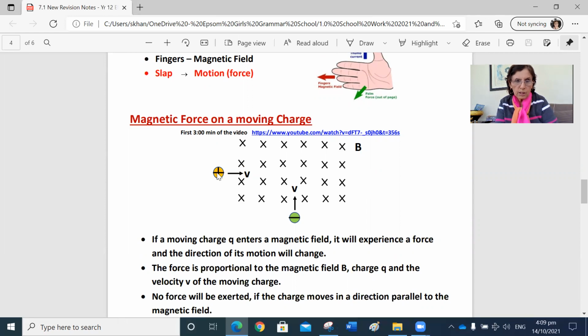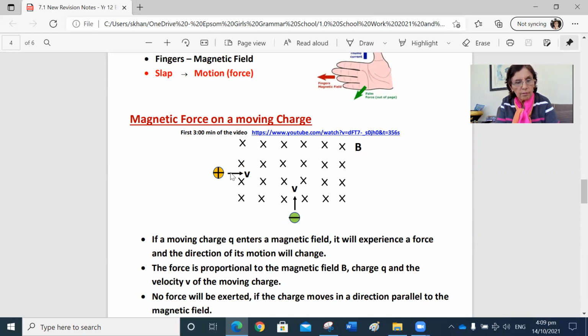So there's a positive charge here. It's entering at a certain velocity. Now, if we apply the right-hand slap rule by placing your thumb in the direction of the motion, that's to the right of the page, place your thumb in that direction. Magnetic field crosses, meaning magnetic field is into the page. And that gives you force in an upward direction. So this positive charge will experience the force in an upward direction.